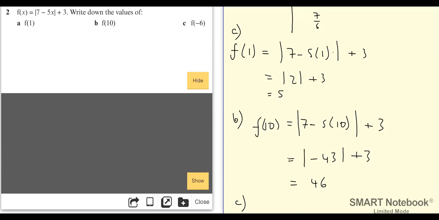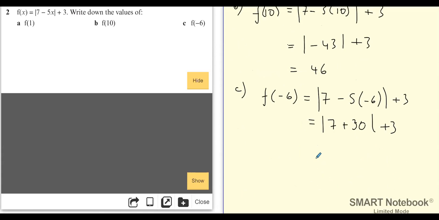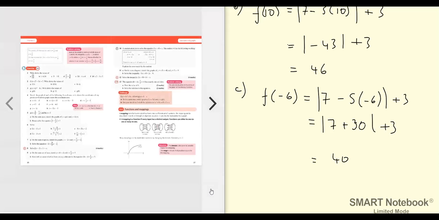And so what's C going to become? f of minus 6 is going to become modulus of 7 minus 5 times minus 6, plus 3. You get modulus of minus times the minus is plus, so 37, and then plus 3, and we get 40 there. Okay, does that make sense? Any questions there?